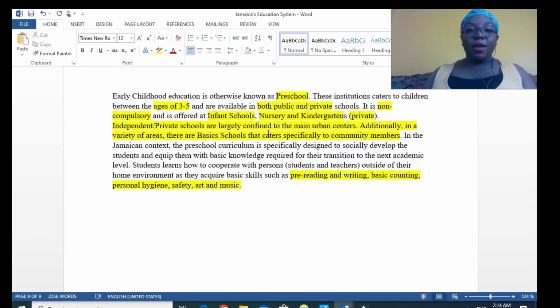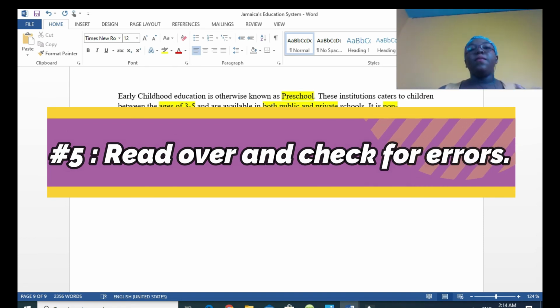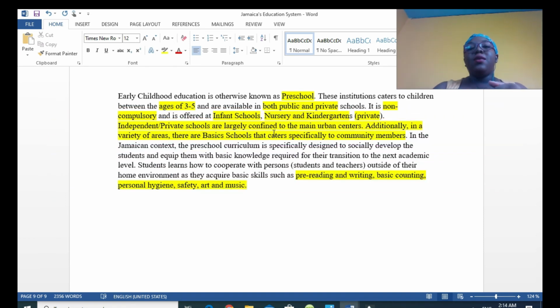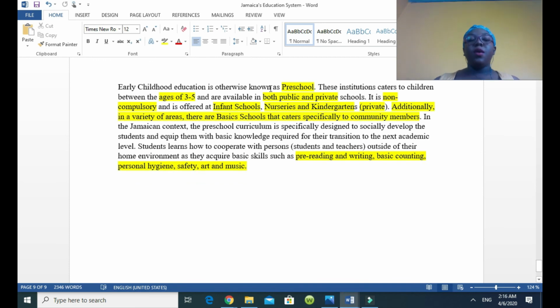Alright, the next step, read over and check to see if there's anything that you need to add, subtract, or just edit. Simple things like punctuation. So we covered the who, what, when, where, and how.